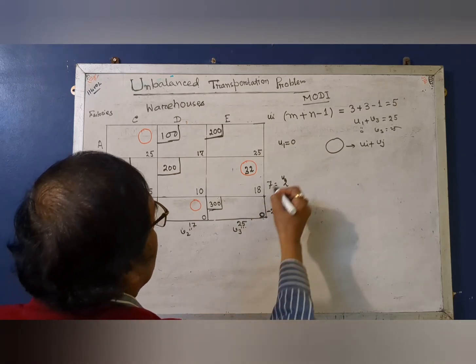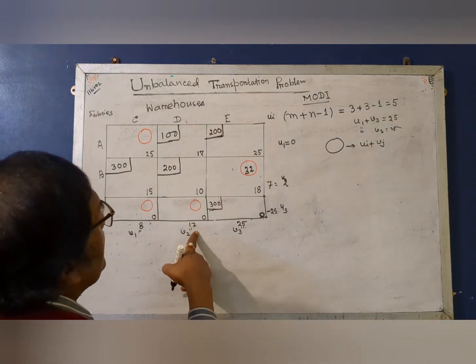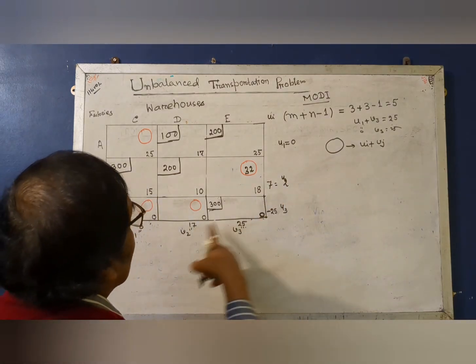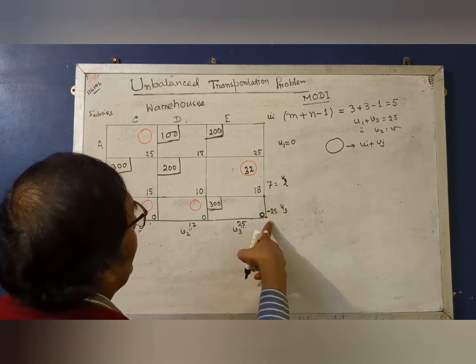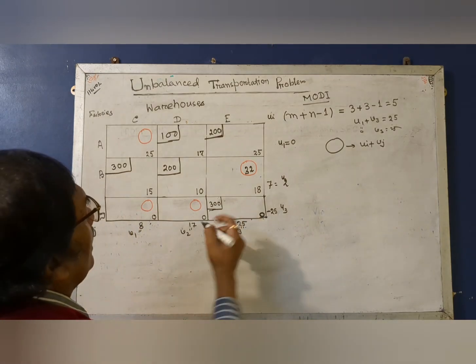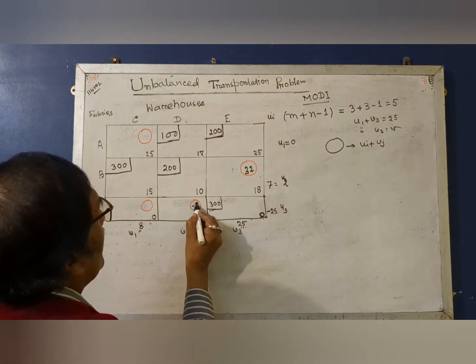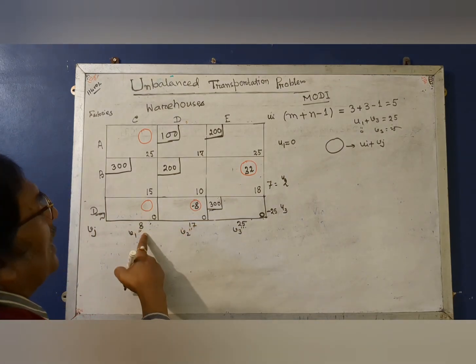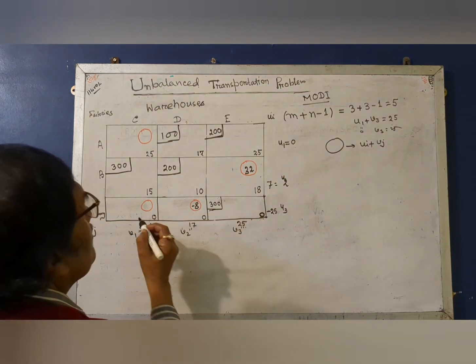25 plus 7, ui plus vj. Similarly here, 17 minus 25. That means we have to add this, and the total will be minus 8. We have to write 8 minus 25, that means minus 17.